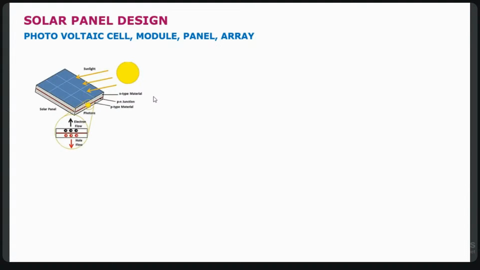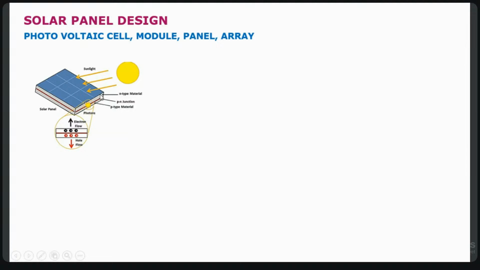Let us know about the basics of what a cell is. Generally we know this cell is made up of silicon material. This silicon material will be doped with aluminum or phosphorus, so that it creates N-type material and P-type material.